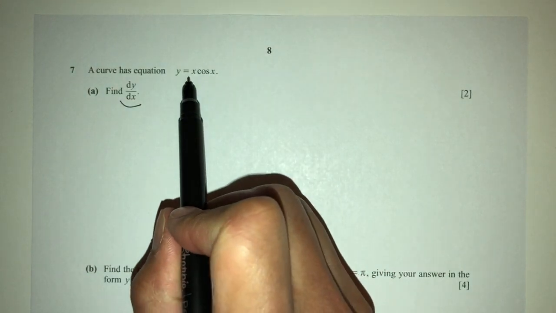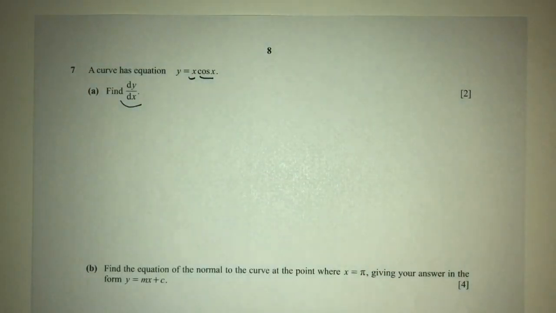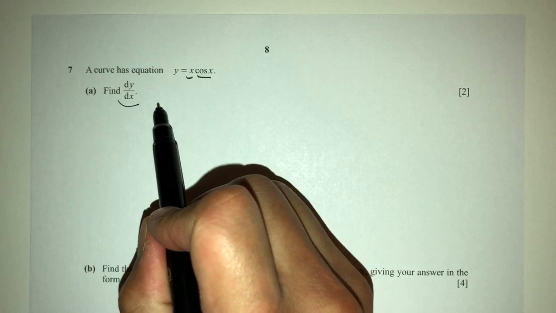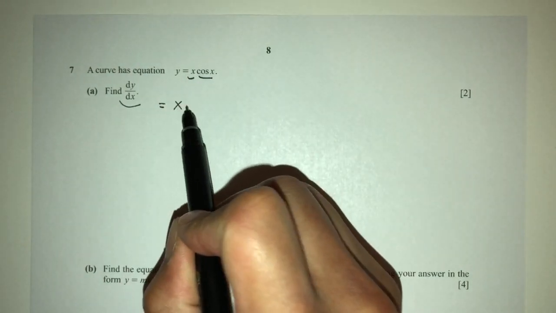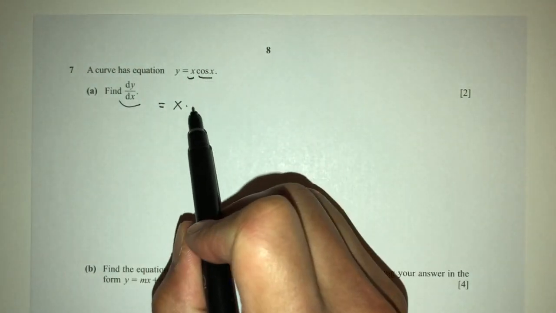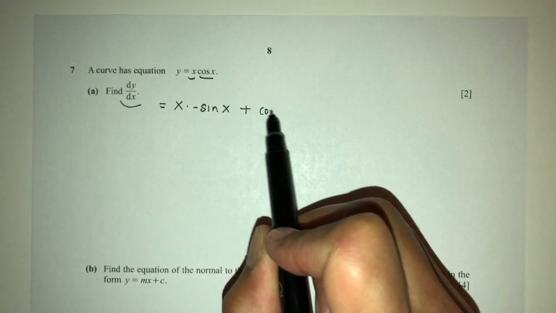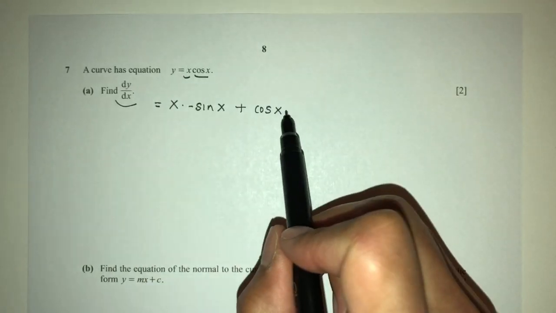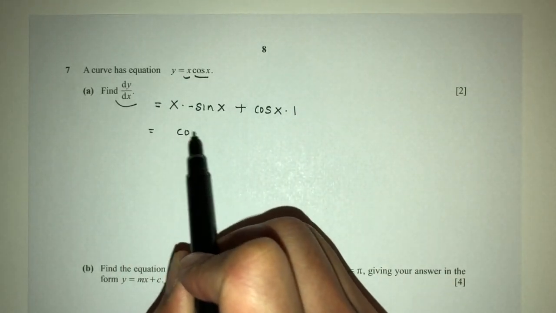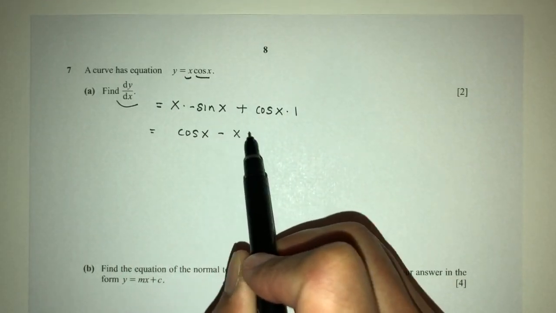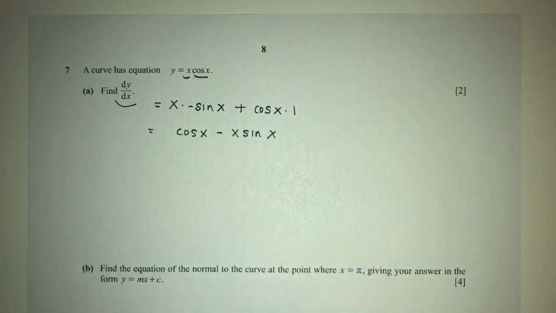Now let's move on to question number 7. A curve has equation y equals x cos x, find dy by dx. So here we realize that x cos x is a product, so we have to use the product rule. We leave the first one by itself, then d by dx of this one will be minus sin x. Then we plus, leave the second one by itself, and then d by dx of the first one will be 1. It will be cos x minus x sin x for dy by dx.